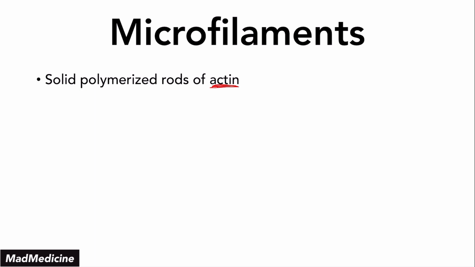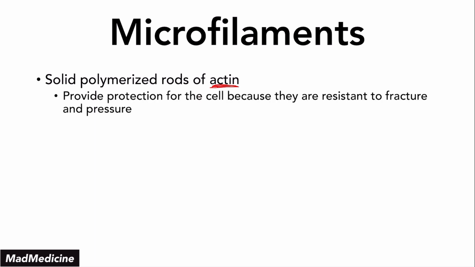It plays a role in another part of our body, which we're going to discuss in a second. But the main function of the microfilament is that they're going to allow for protection of the cell. They're going to provide protection because they are resistant to fracture and pressure. They're able to maintain the structure but under a lot of force. Why would that be important? Or in what concept of the body is that important?